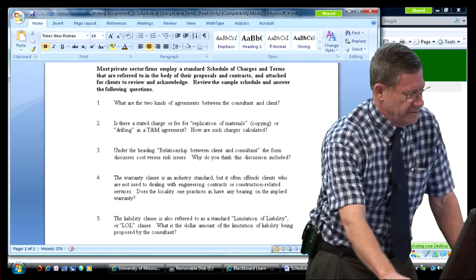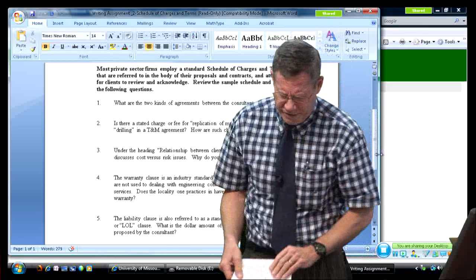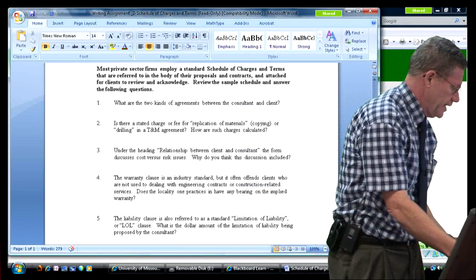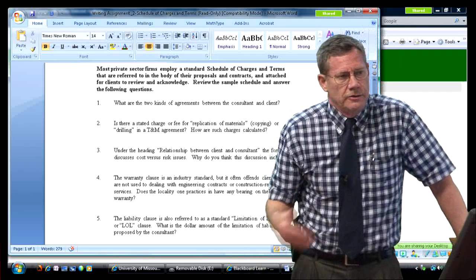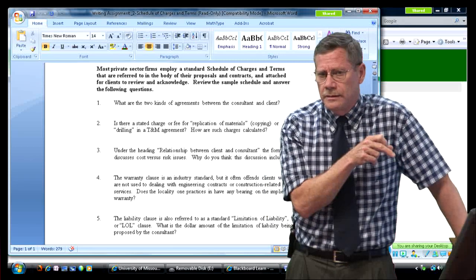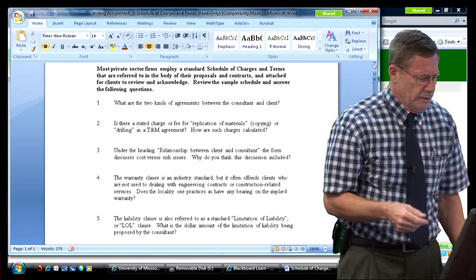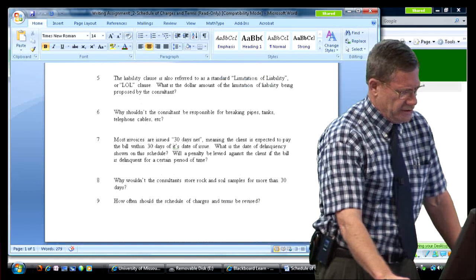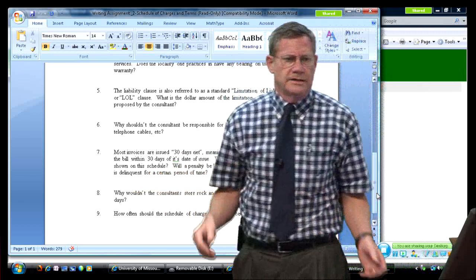What are the two kinds of agreements between consultant and client? The reason I do this, you think, well, geez, this is getting into a lot of work-related stuff. Yeah, it is, because this is the kind of stuff that's going to impress the person that interviews you when you go to career day and you show them example reports, example proposals, and you know what these terms mean. You need to know what LOL, limitation of liability clauses, are, and what kinds of agreements you enter into. And you also need to realize that we don't inspect contractors' work.